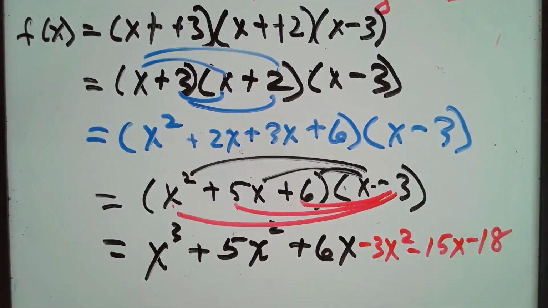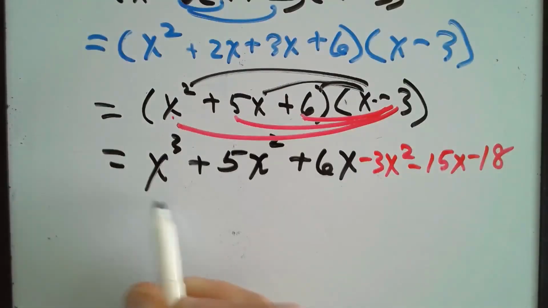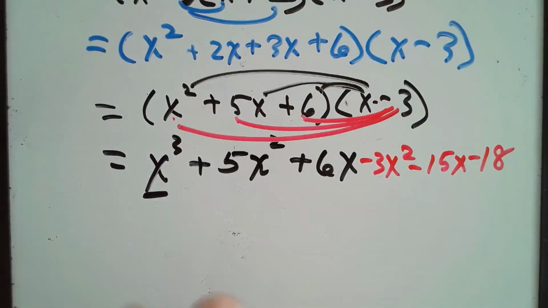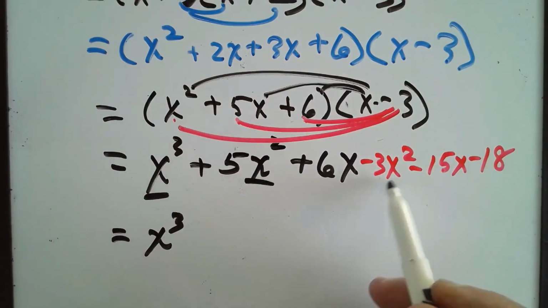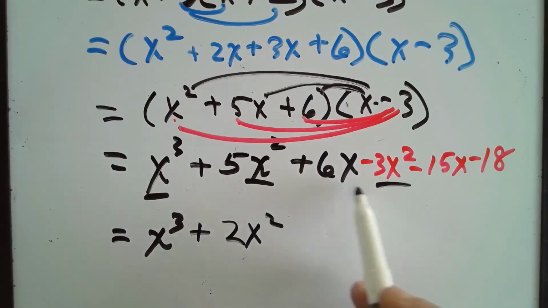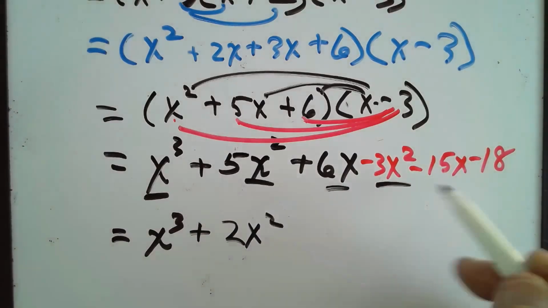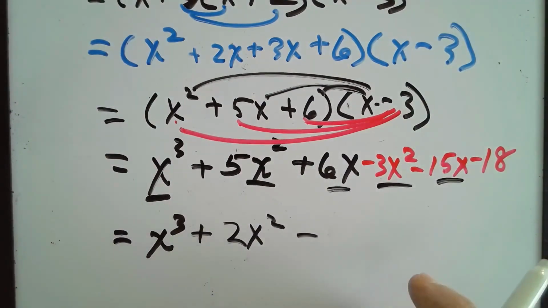So now we want to combine like terms. And I like to use the tally system. Start with the highest exponent. Look all up and down. We only have one x cubed. Nothing to combine there. So now we have a 5x squared and a minus 3x squared. That'll give us a plus what? 2x squared. Good. And you got a plus 6x and a minus 15x. So that'll give us a negative what?